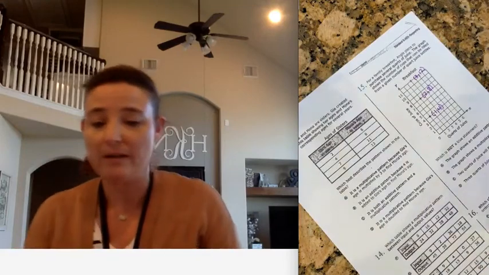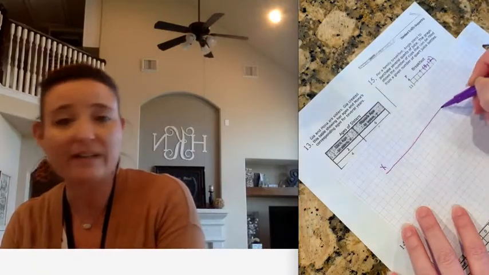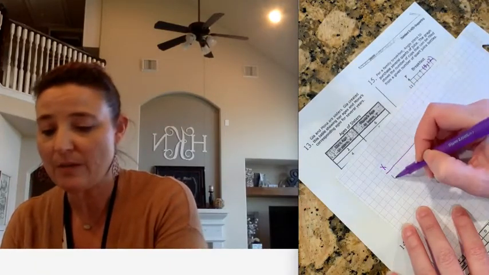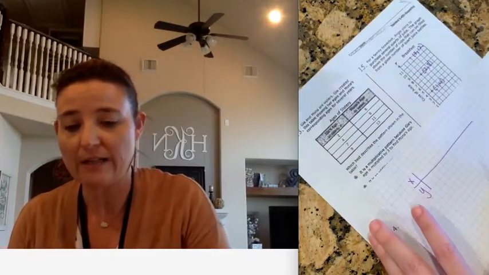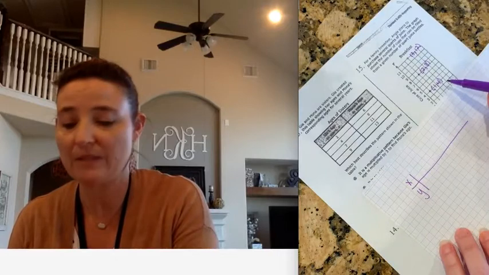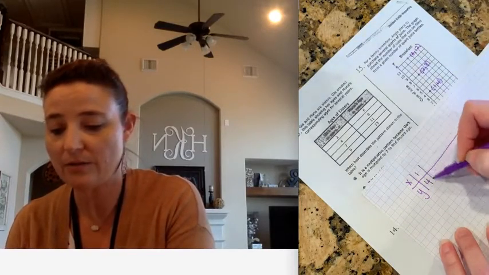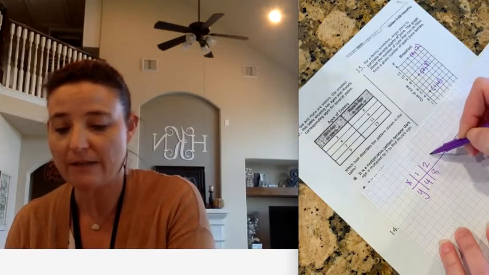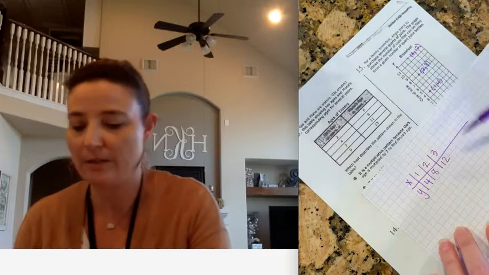From there, I can then make a table to house my data. So my x coordinate is going to be my input. My y coordinate is going to be my output. And if I look here, I can see the very first set of coordinates is 1, 4. Next is 2, 8. And finally, there's 3, 12. And I could continue that on if I needed to.